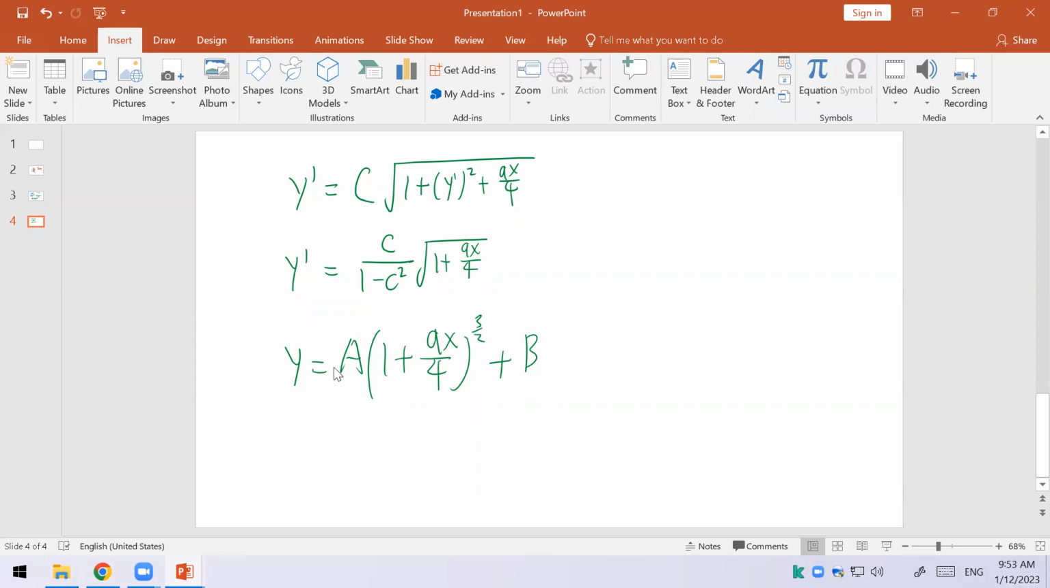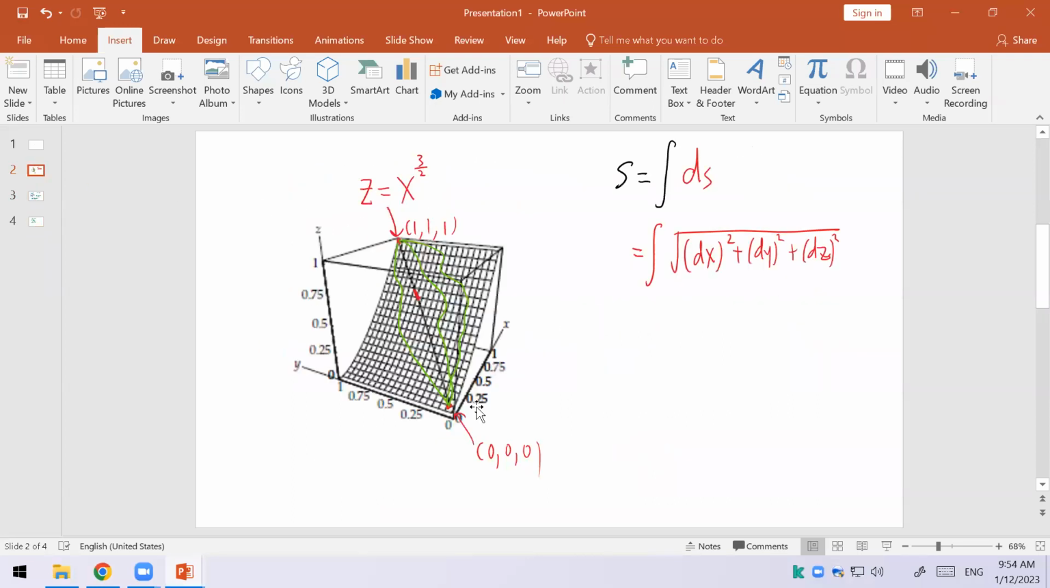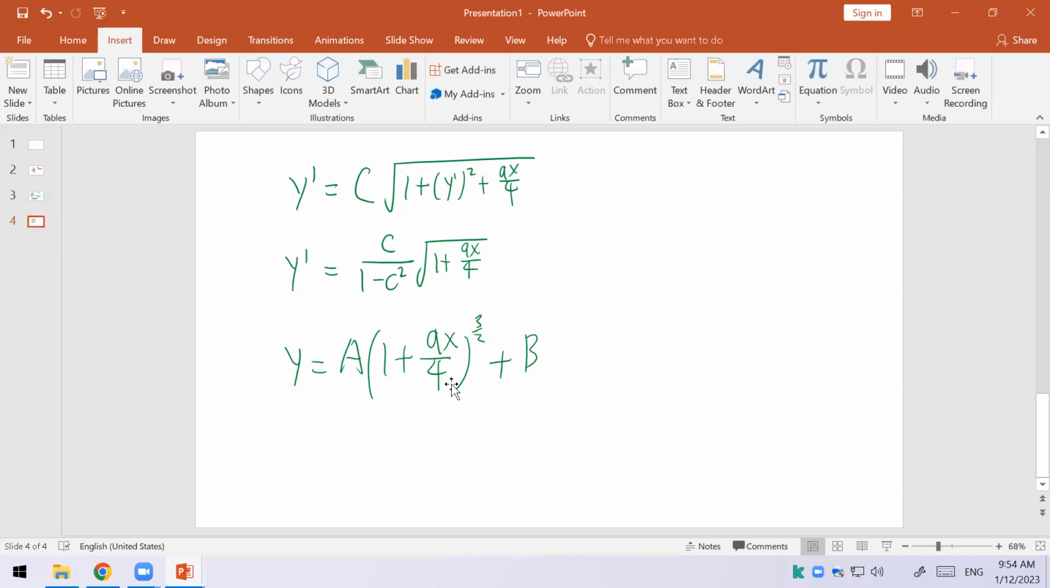And what's next that you need to take care of? You need to figure out the constants a and b, by making sure that this thing passes through the two endpoints, 0, 0 and 1, 1. So then this is the solution.